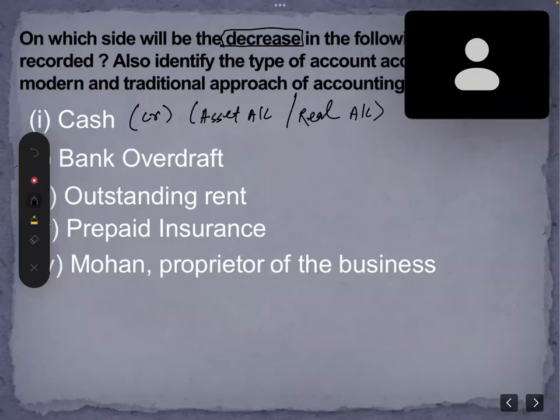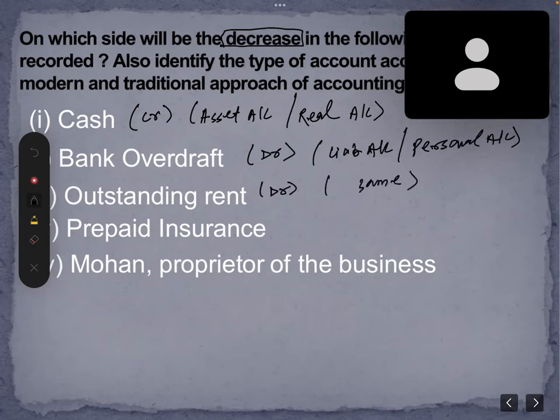All right. Now bank overdraft. Bank overdraft is decreasing. So tell me, bank overdraft falls under which category of account as per the modern accounting approach? Liability. Yes, it is a liability account. And when there is a decrease in the liability, what do we do? We debit, correct. And as per the traditional accounting approach, liability comes under which type of account? Personal account. Good job. Similarly, outstanding rent is a liability again, and because it is decreasing, we will be debiting it, and everything else will remain the same.